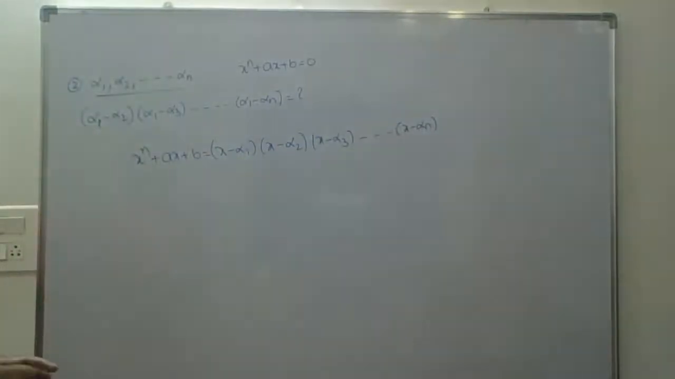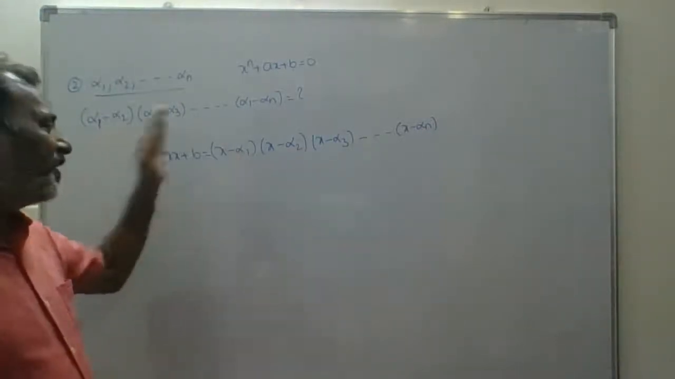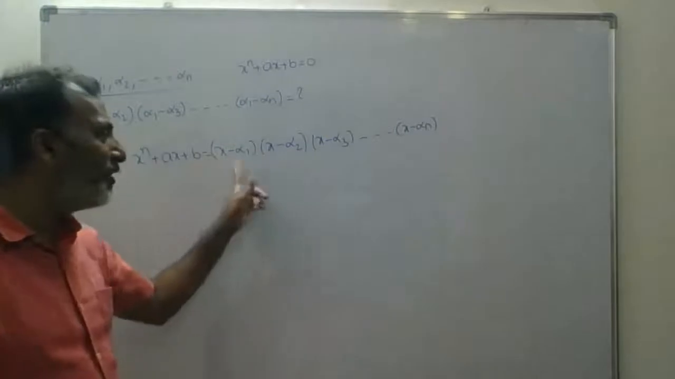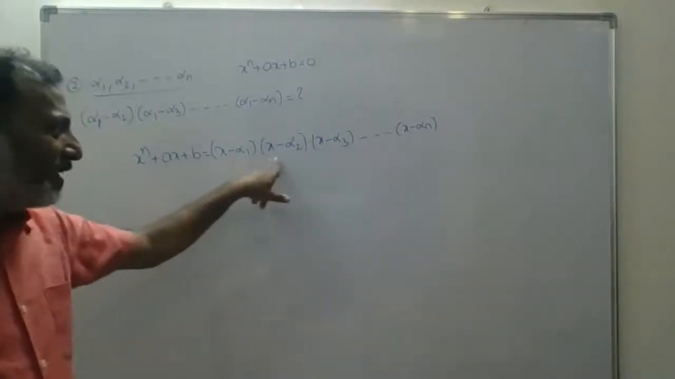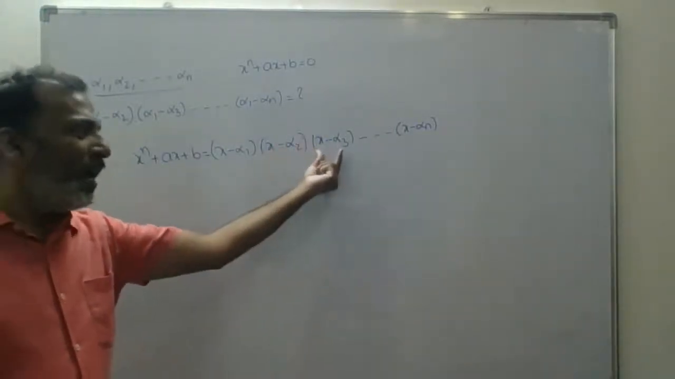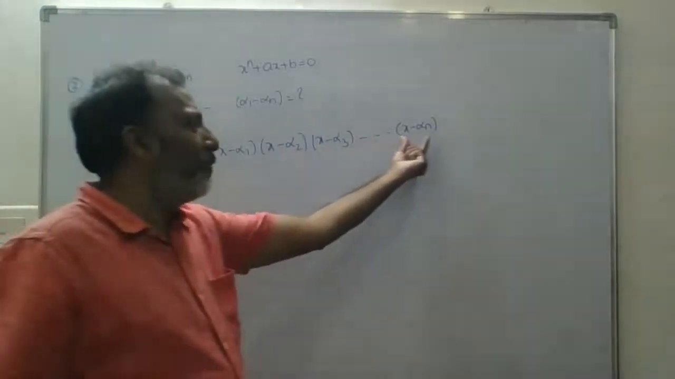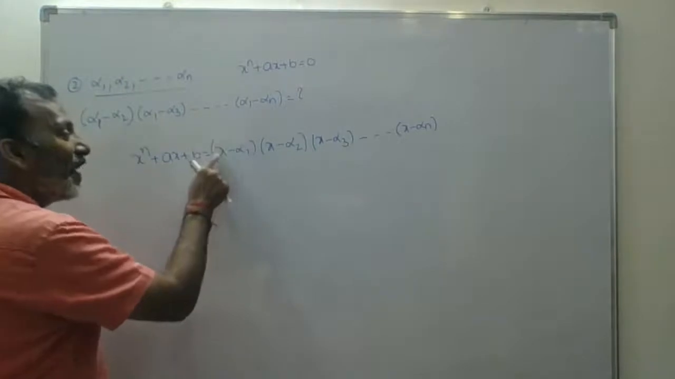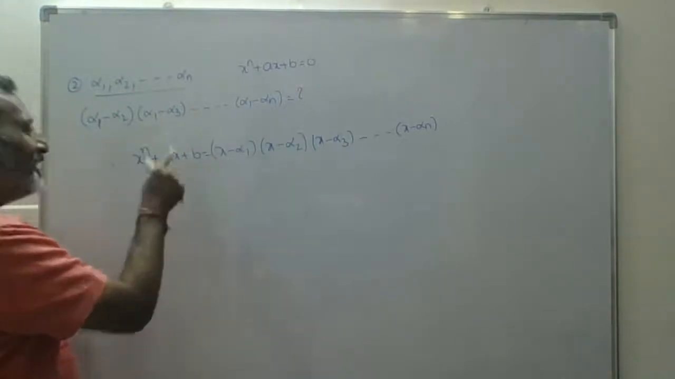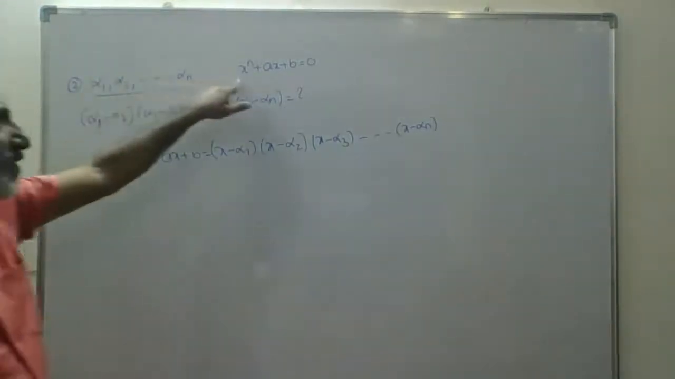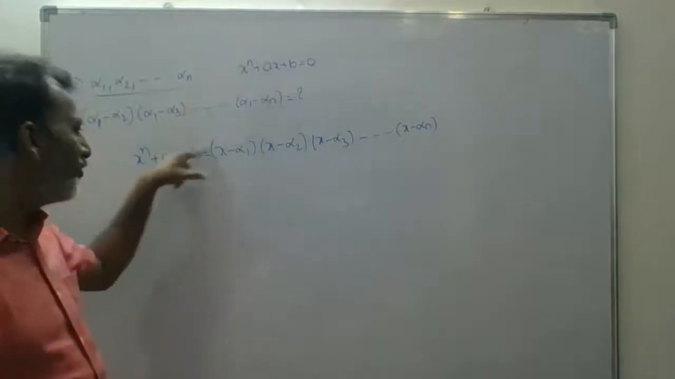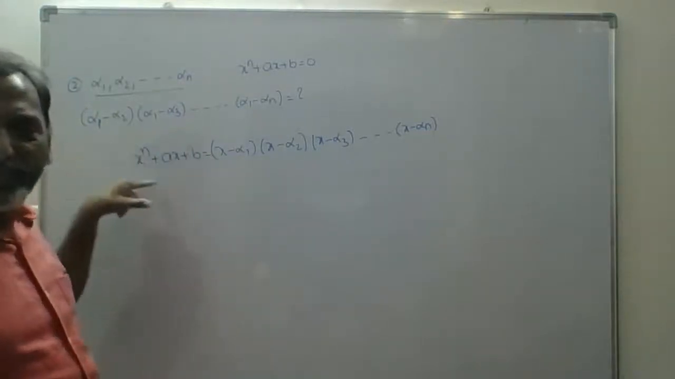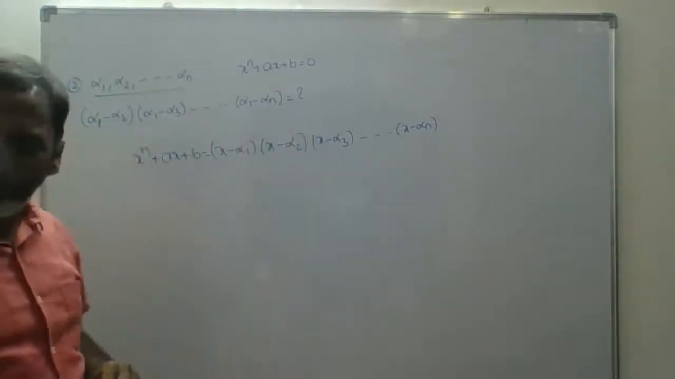Let us see what we need. Alpha 1 minus alpha 2, alpha 1 minus alpha 3. If you put x is equal to alpha 1 here, we get alpha 1 minus alpha 2, alpha 1 minus alpha 3, so on up to alpha 1 minus alpha n. But if you put x is equal to alpha 1, this factor becomes 0. And since alpha 1 is a root of this equation, if you put x is equal to alpha 1, this factor is also equal to 0. 0 is equal to 0.